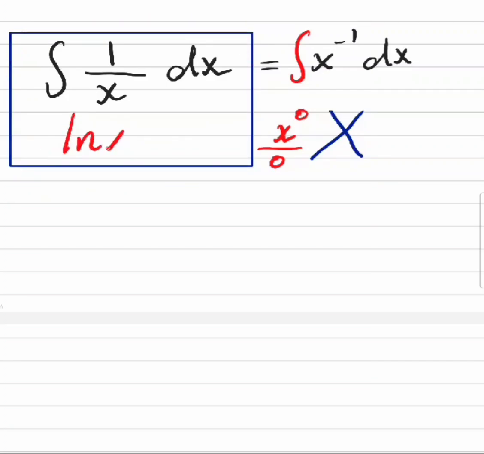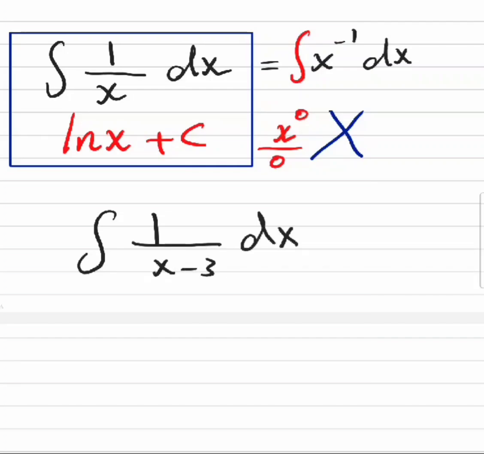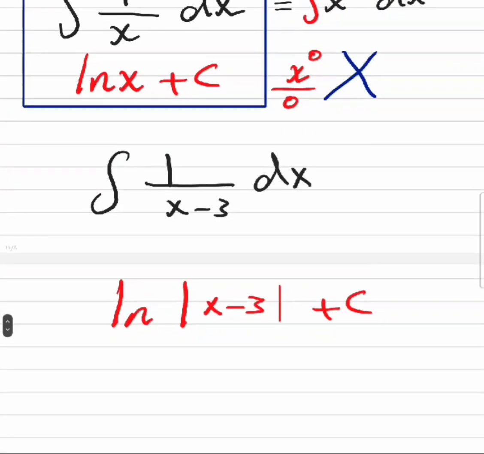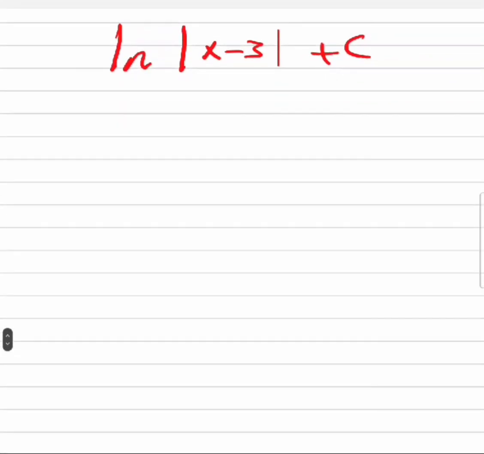Likewise, let's say you want to find the antiderivative of 1 over x minus 3. This is simply ln x minus 3. The antiderivative of 1 over, let's say, x plus 4, this is just going to be ln x plus 4.